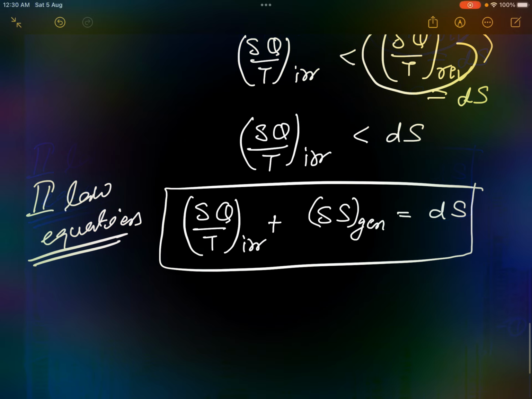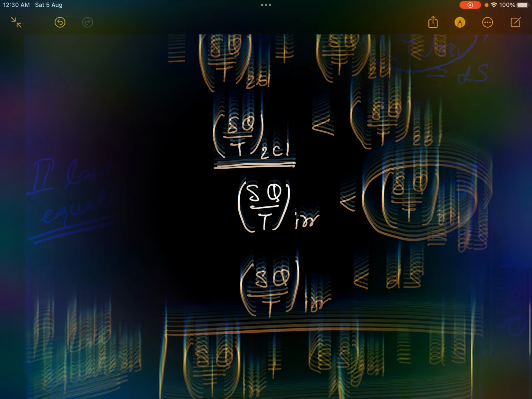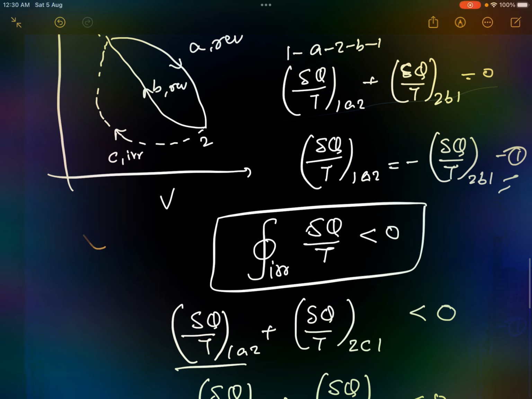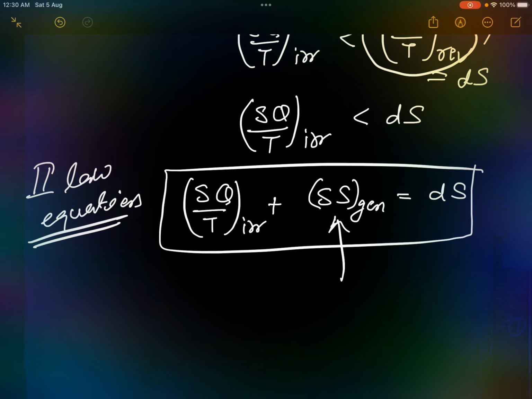So here I can say that entropy is a property, but entropy generation is not a property. It is a path function, because it comes out of the irreversible concept. It depends upon the path, because it is not equal to 0. So entropy generation is a path function, and we have to keep that in mind.